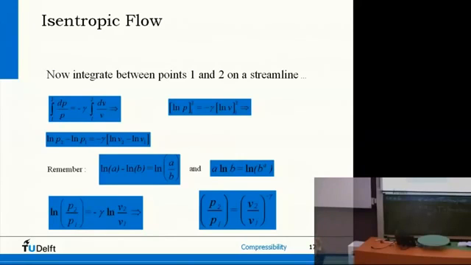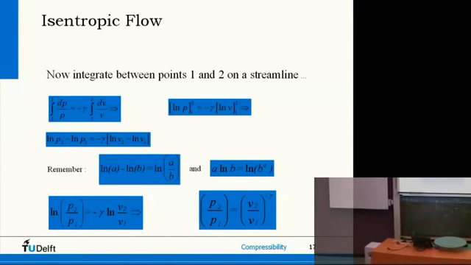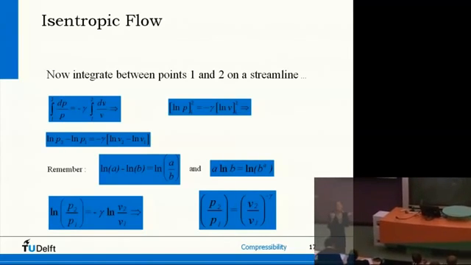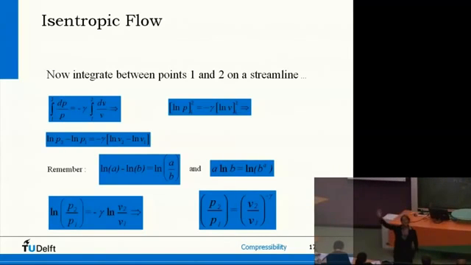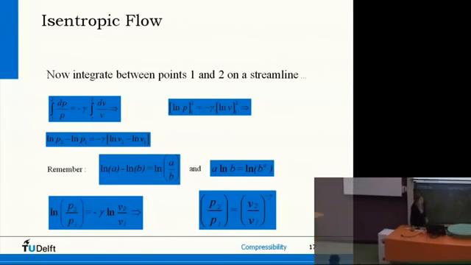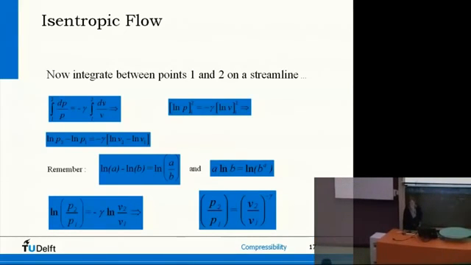So what is the primitive value of 1 over P? LNP, thanks. So, LNP between state 1 and state 2. We would like to relate pressures and specific volumes at one point in the flow to pressures and specific volumes at the other point in the flow. So we integrate from 1 to 2. The primitive value of 1 over P is LNP. And on the right-hand side I have minus gamma times LNV between state 1 and state 2. So I get LNP2 minus LNP1 is equal to minus gamma times LNV2 minus LNV1.